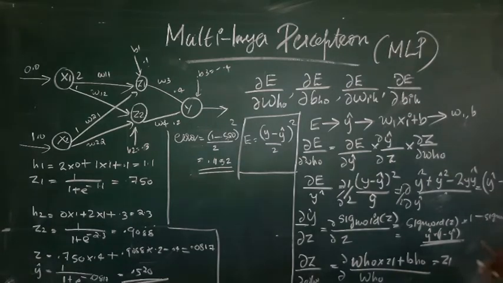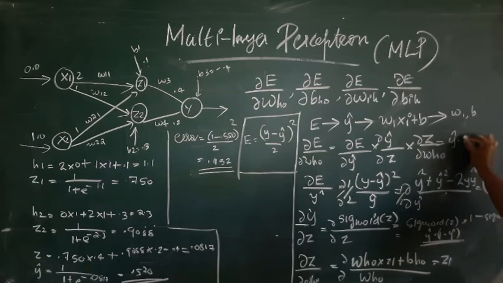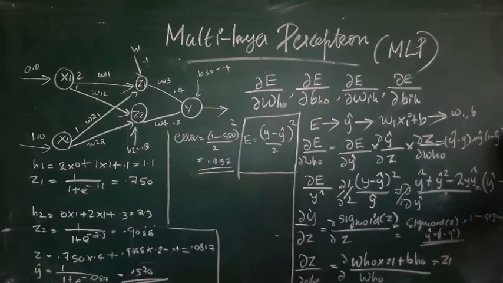So you got all the three parameters that you require. That is, the first term is ŷ − y, the second term is ŷ into 1 − ŷ, and the third term is Z1.